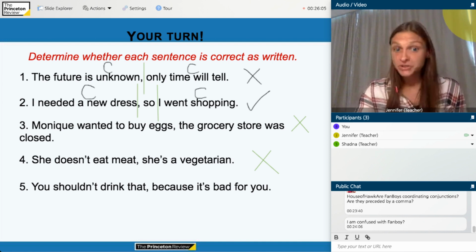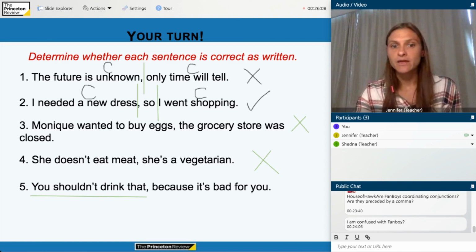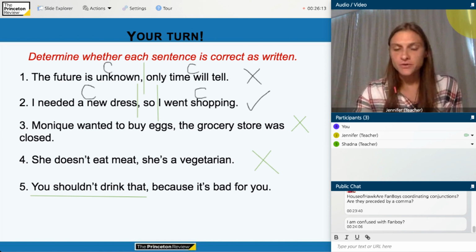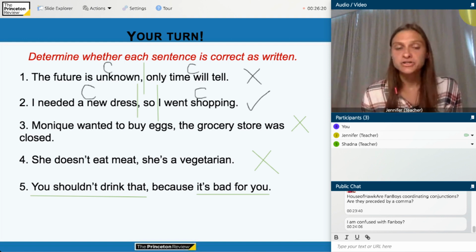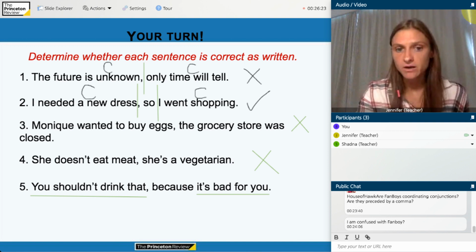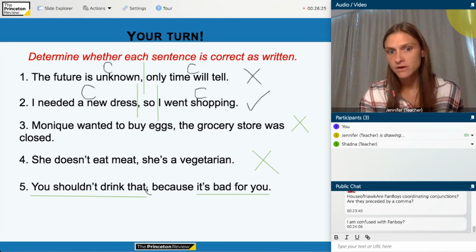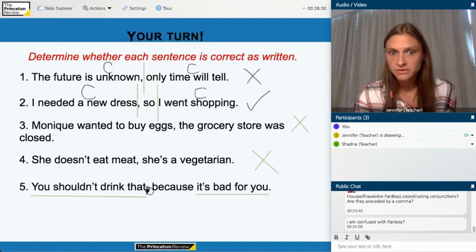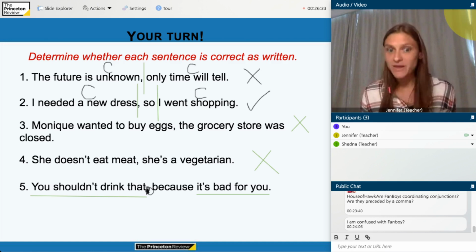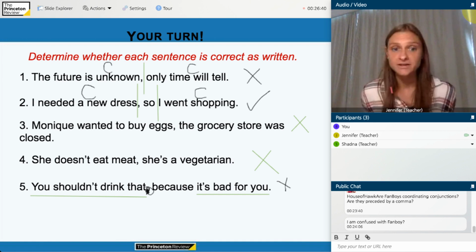So you shouldn't drink that, right? That's complete. It can stand on its own. It's bad for you is also complete. The because makes it incomplete, but it works. It's your subordinating conjunction. However, you don't want to use that comma here. This comma wouldn't come before the because in the middle of the sentence. So there would just be nothing. You shouldn't drink that space because it's bad for you. So now it's correct with that crossed off, but we'll say X because as it was typed, it was incorrect.